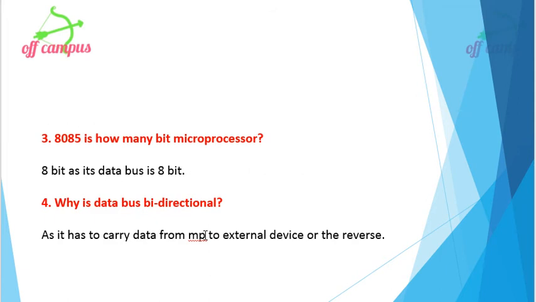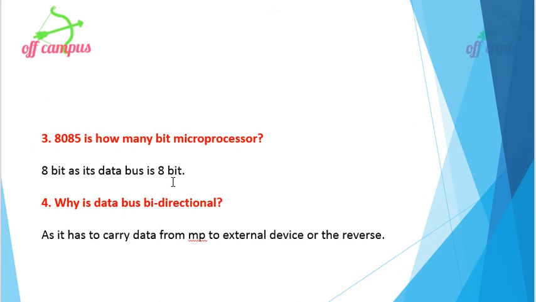Then question number 3, 8085 is how many bit microprocessor? It can be defined using the data bus width. The data bus width of the 8085 microprocessor is 8 bit, so it is called an 8 bit microprocessor. The bit size is defined from the data bus width. For 8085 the data bus width is 8 bit, so 8085 is an 8 bit microprocessor.